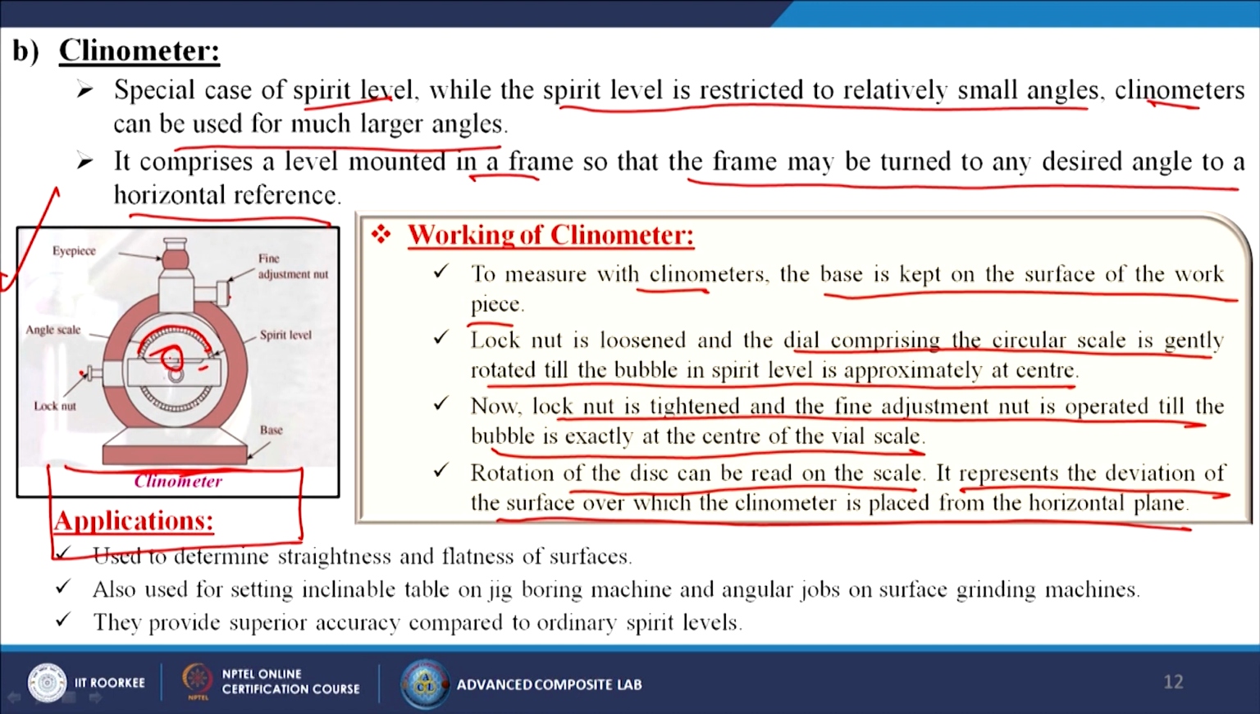So, now you see, initially if the surface makes some angle, the bubble will automatically be somewhere here or here. Depending upon that, I change the position of this spirit level and then lock it. Then automatically from this scale I can understand how much the angle is over here.